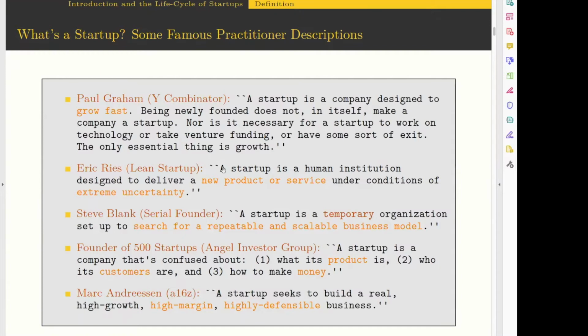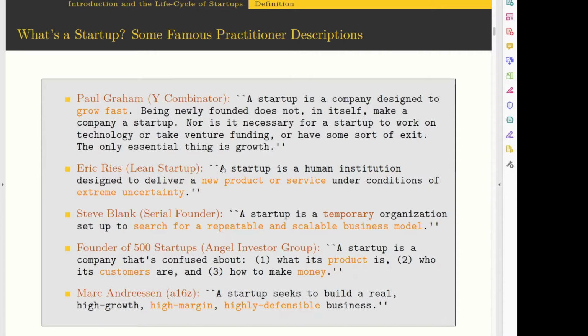So Y Combinator was the first investor in Airbnb, in Dropbox, in Stripe. So extremely notable in its impact on the startup ecosystem. And Paul Graham is the key founder of that organization, although he doesn't run it anymore. It's one of the things, once you succeed enough times, you don't need to do it anymore. So who knows what the future of Y Combinator is going to be like. But this is something that Paul Graham says.